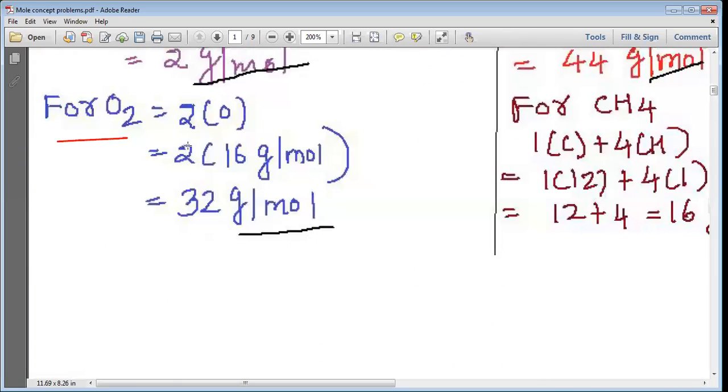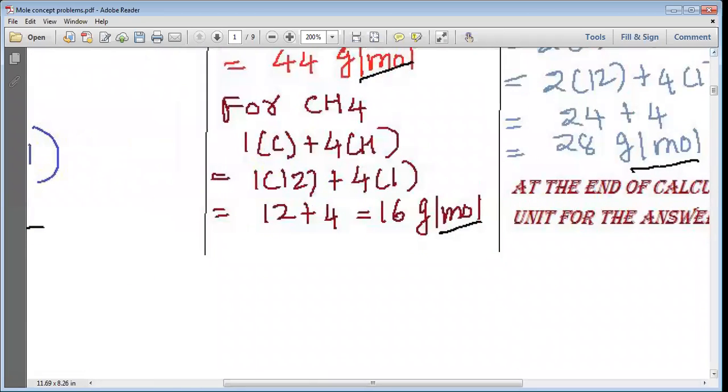Same way for O2, we can write molecular mass is equal to 2 into atomic mass of oxygen. Atomic mass of oxygen is 16 gram per mole, and that is why 16 multiplied by 2, that is 32 gram per mole, is the molecular mass for O2. This is what we can easily understand. Let's move forward.